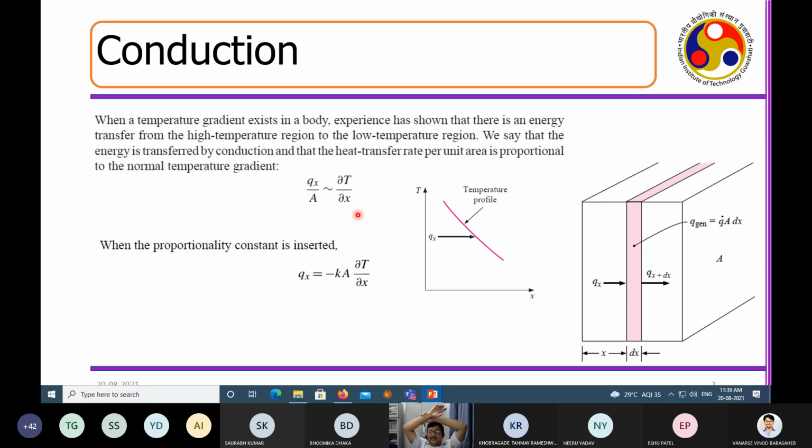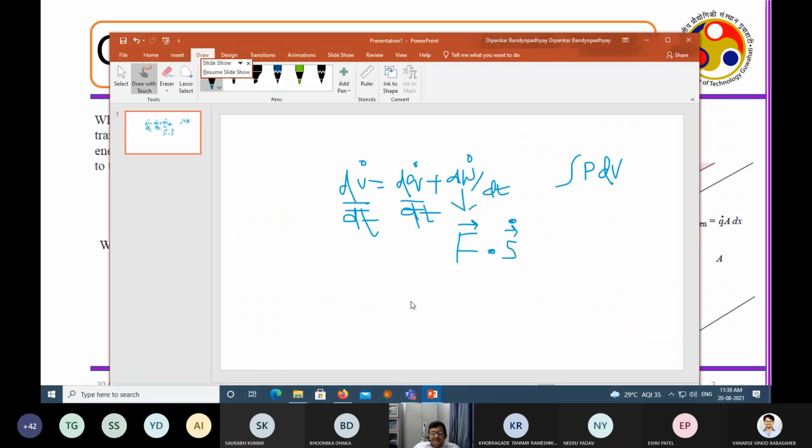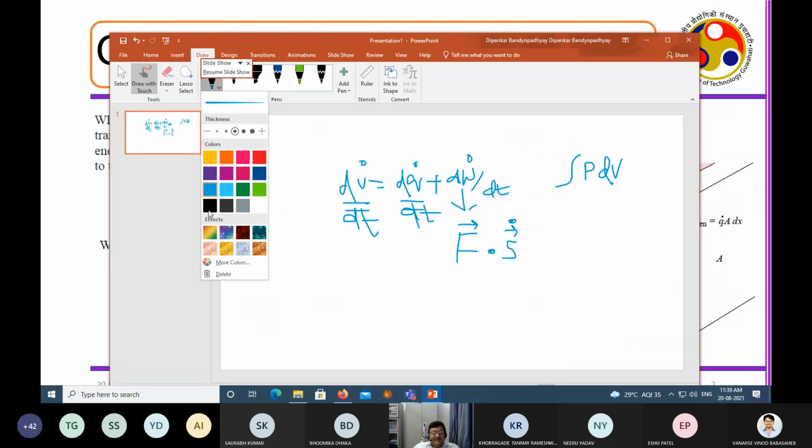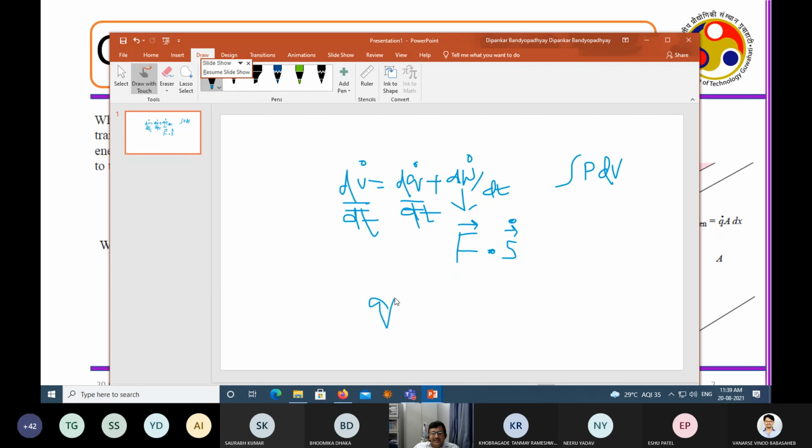Now you see very easily. If K is like this, then you can straight away see in three dimensions what I can write. Q is proportional to minus the gradient of T. Why minus? Because heat will always flow from hotter to colder, so the final T is less and the initial T is higher.